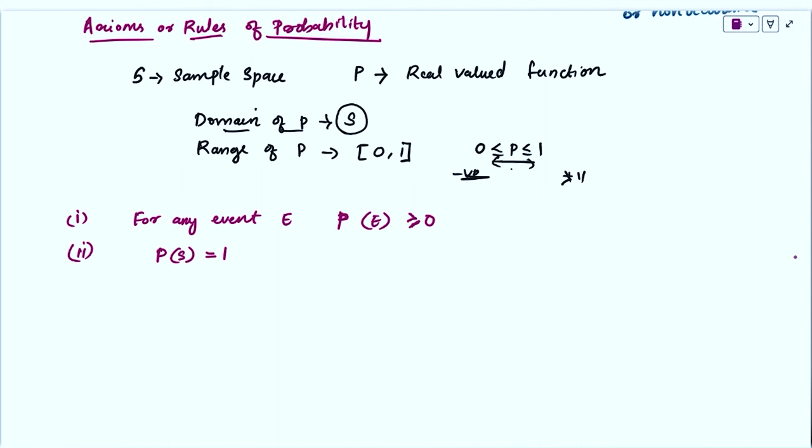Then the second rule is that the probability of the sample space is always 1. The sample space contains some elements, suppose omega 1, omega 2, etc., and the probability of having any element of the sample space is equal to 1.